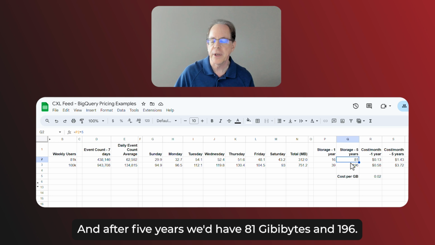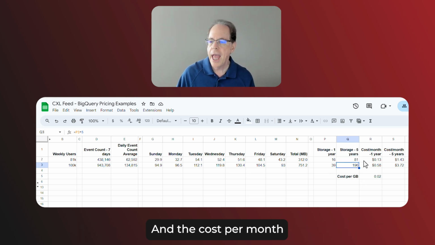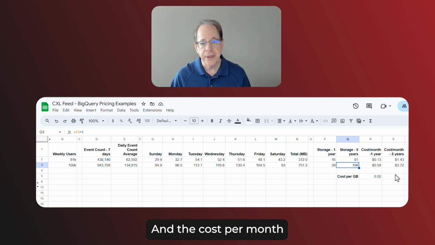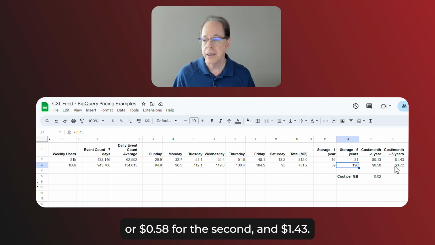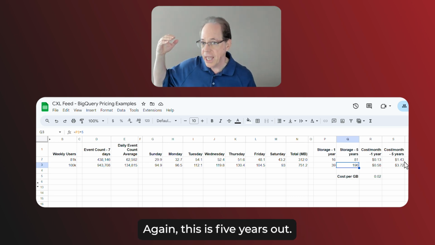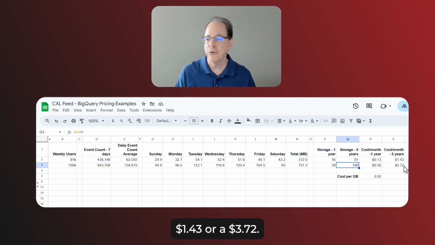And after 5 years, we'd have 81 gigabytes and 196. And the cost per month after 1 year would be 13 cents for the first one, or 58 cents for the second, and $1.43. Again, this is 5 years out, $1.43 or $3.72.